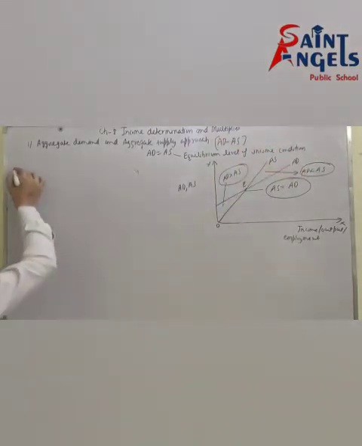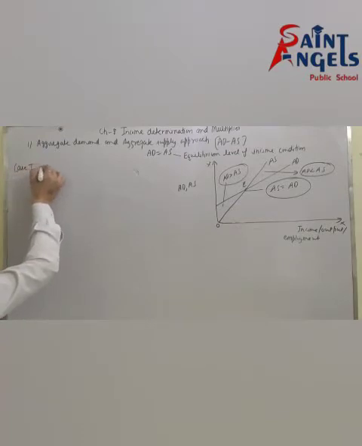See here, case first: AD greater than AS. What are the different names of AD? Aggregate demand, planned spending, total planned expenditure, intended demand, desired demand. And what is the other name of aggregate supply? Planned output, desired output, intended output.